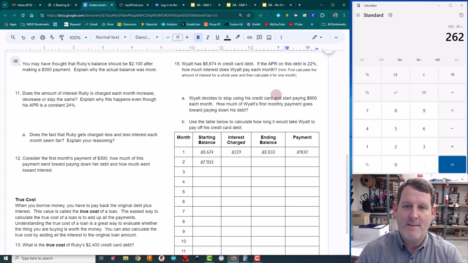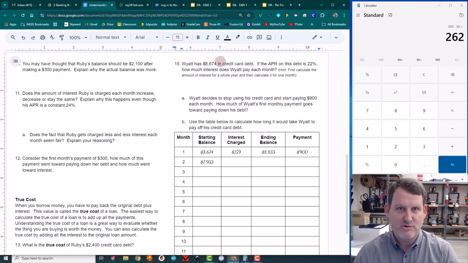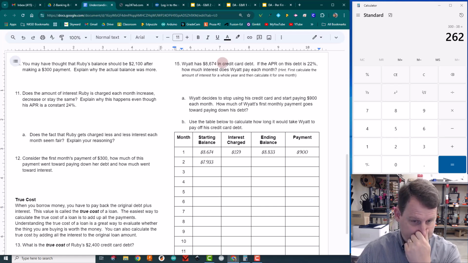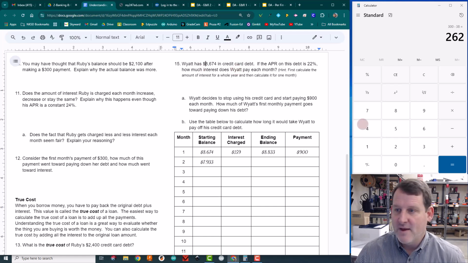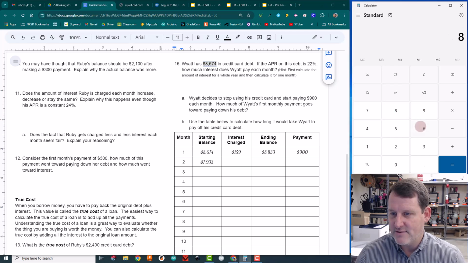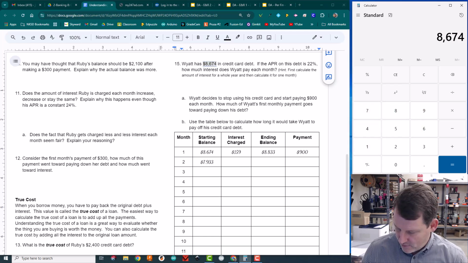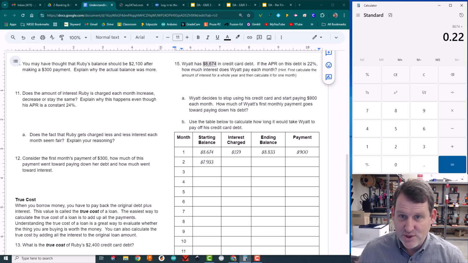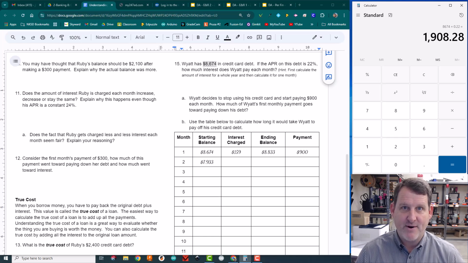How much interest does Wyatt pay each month? So here we're going to do both calculations in one place. Actually, pause the video, try it yourself, and then unpause the video when you're ready to see the answer. All right, so we're going to start with the balance here of 8,674, and we're going to multiply that by 0.22, which is his interest rate. APR stands for annual percentage rate. So this must be the interest for the entire year. That's why it's so huge.